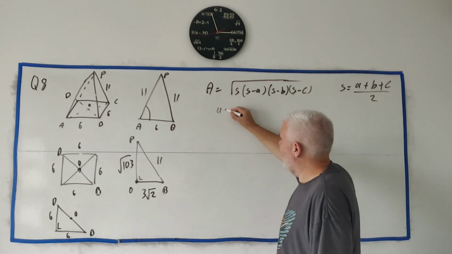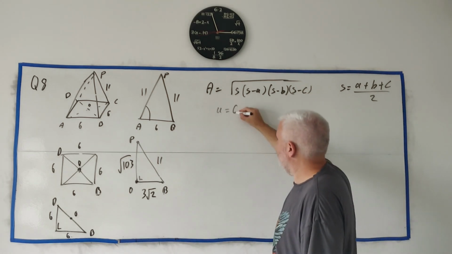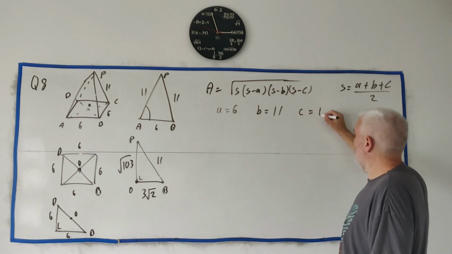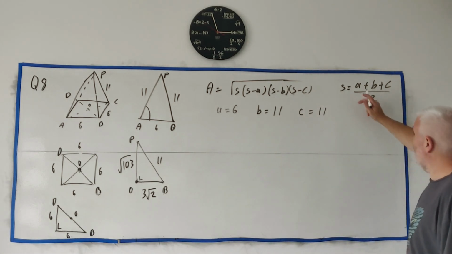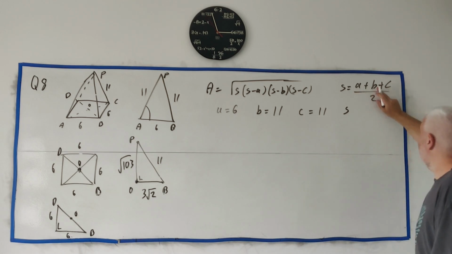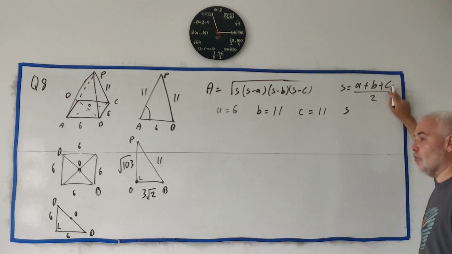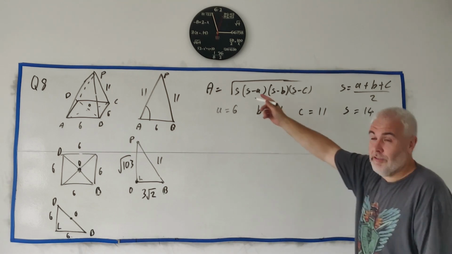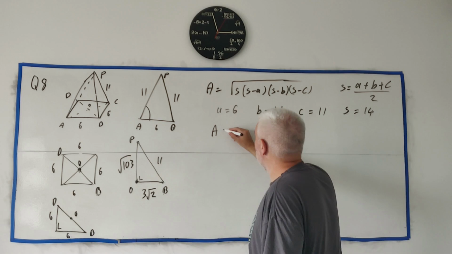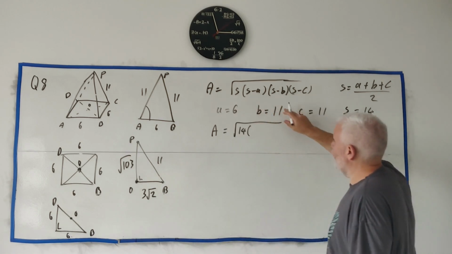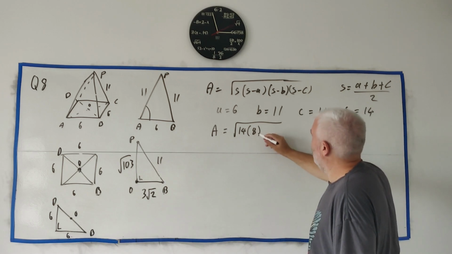So in this case, A would be one of these sides, say 6. B is equal to 11 and C is equal to 11. Put all that in. S is equal to, let's see, 6 plus 11, 17, plus another 11 is 28, divided by 2 would be equal to 14. So the area is quite easy to find. It's just equal to the square root of 14 times 14 minus 6 is 8.